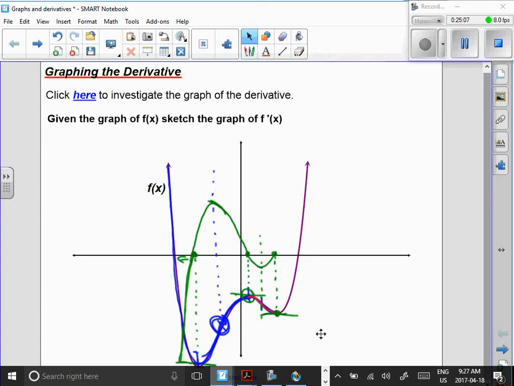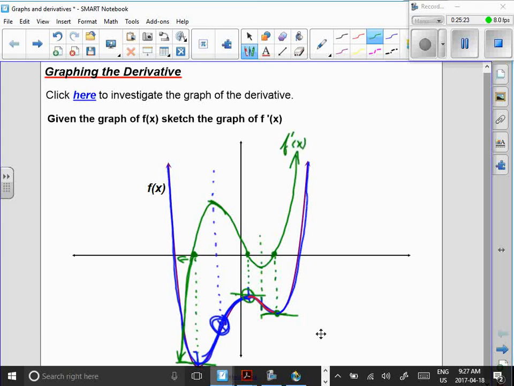And then the last part of this, from here on, the slope of the tangent is positive and it just keeps getting more and more positive. So the derivative must look something like that. This is f prime of x.